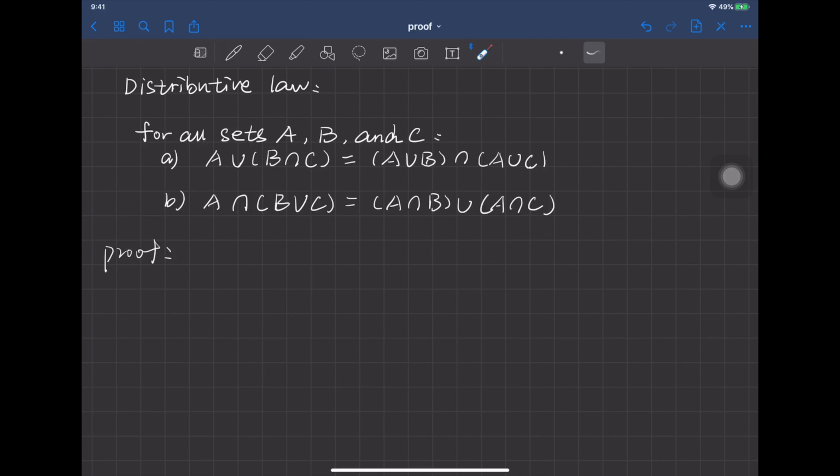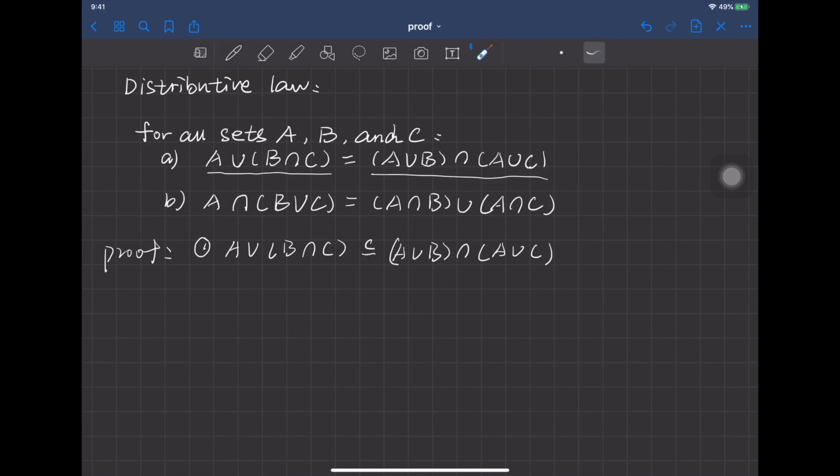For the first one, keep in mind that if we want to show two sets are equal, then we need to show that this set is a subset of that set, and conversely, that set is also a subset of this set. This is by the definition of subsets. So we can prove the first side first. We need to prove this set is a subset of another set.